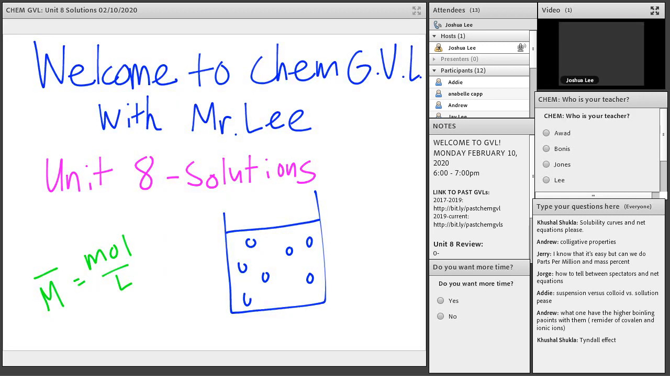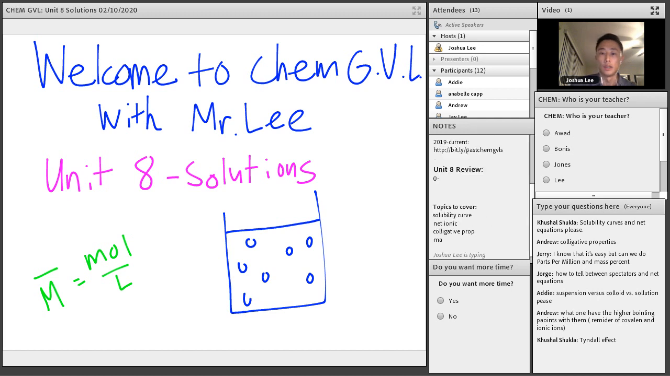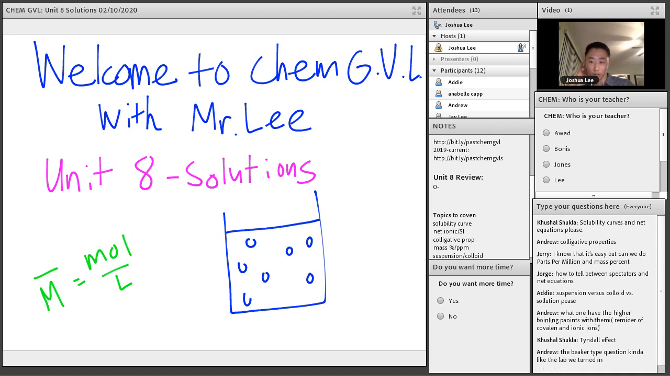Right. Colligative properties, I know that's easy, but can we do mass percent, mass percent slash ppm, spectator ions and ionic, suspension versus colloid versus solution. Colligative properties, Tyndall effect, all beaker type question, kind of like the lab we turned in. Lab question.